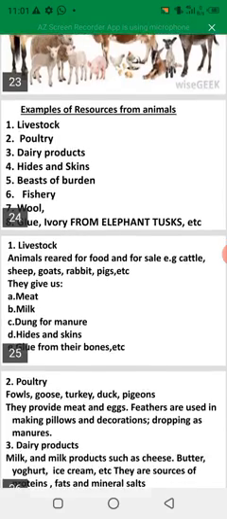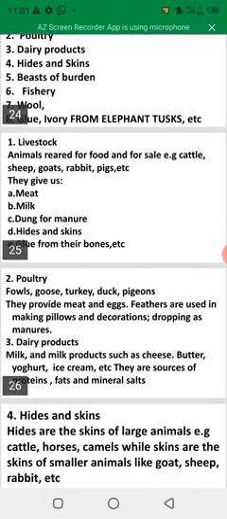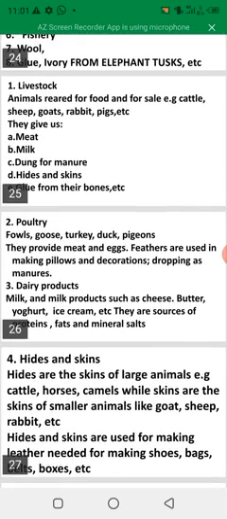Then we want to take it also one by one. The livestock. Livestock animals are animals reared for food and for sale, e.g. cattle, sheep, goats, rabbits, pig, etc. And they give us milk. You can get milk from them. You can get meat from them. Also, we can get dungs for manure from them. Then hide and skin. Also, their bones are also useful.